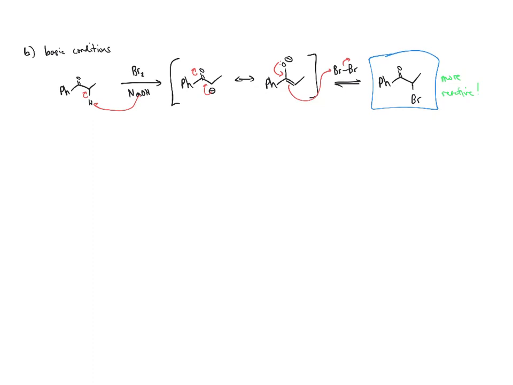Because under basic conditions now, your CH is more acidic than the original starter material. So under basic conditions, you're not just going to stop at the monobrominated product. Your hydroxide is going to immediately deprotonate again. And so it's going to deprotonate, form an enolate, and then react with another equivalent of bromine to give you now the dibrominated product.